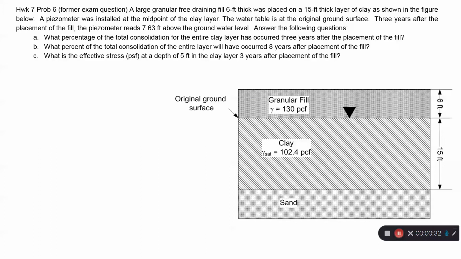It says a large granular free draining fill 6 feet thick is going to be placed on the clay, and a piezometer was installed at the midpoint of the clay layer. So say a piezometer is placed here in the middle, and the water table is at the original groundwater surface, here, right? And 3 years after, the piezometer read 7.63 feet above the groundwater table.